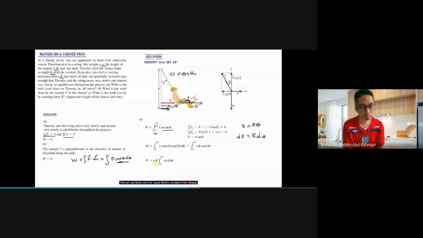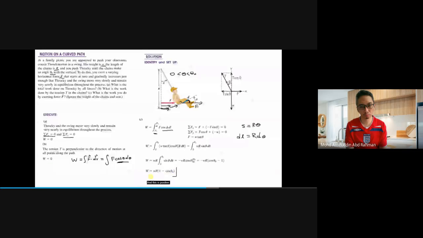Then we can factor out a WR because they're constant in this integral. And then we just have the integral of sine theta, which is negative cosine theta, and we evaluate that from 0 to theta naught. And then we're left with negative WR times the quantity of cosine theta naught minus 1. And since we know cosine theta naught is going to be less than 1, it might be nice to pull this negative out, or we could just distribute this negative in, and we end up with the work done by the applied force, the person pushing on him, is W times R times the quantity 1 minus cosine theta naught.